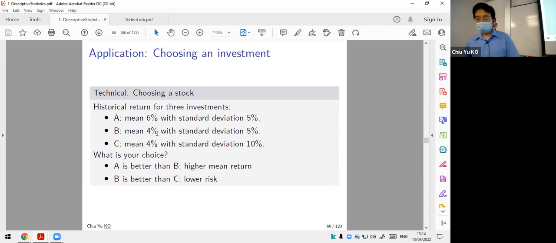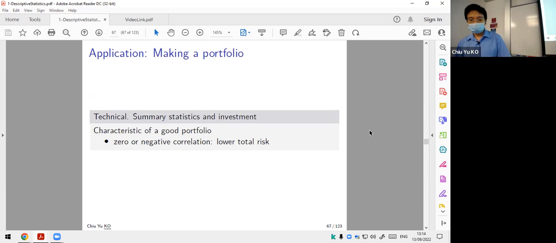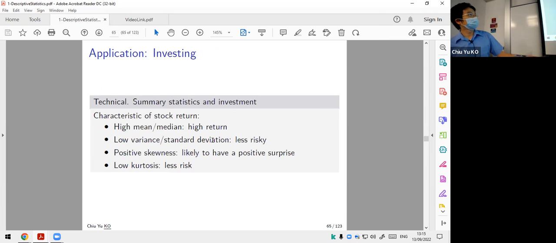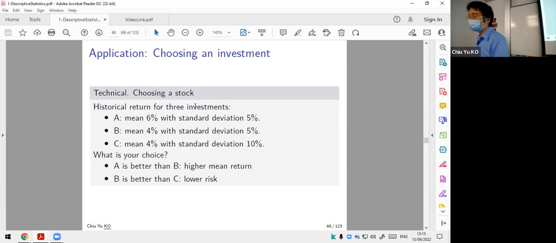Okay, and maybe we have this slide before the break. Yep. So if you choose a stock here, we have three different stocks, A, B, and C. Which stock are you going to choose? First, you would choose A over B, because they have the same SD, but A has a higher mean. And comparing B to C, you would choose B over C, right? Because they have the same mean, but B has a lower SD. And comparing A and C, of course, you will choose A, because A has a higher mean but a lower SD. Okay, the same way, you can do the kurtosis and the skewness.